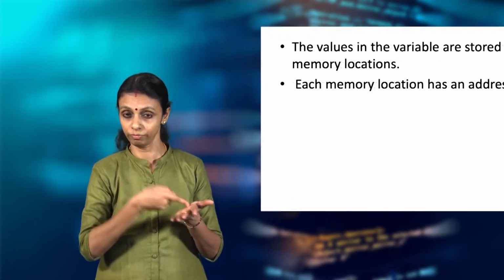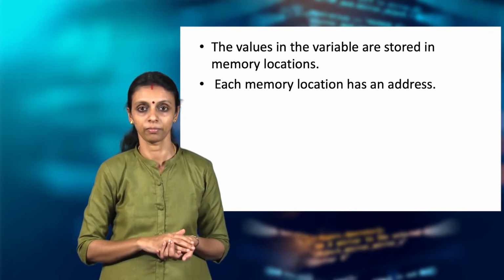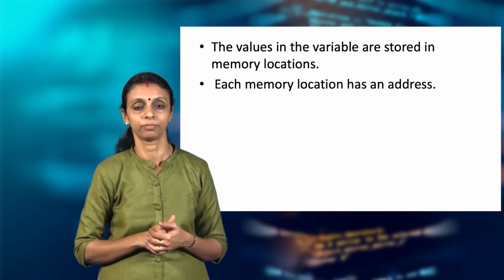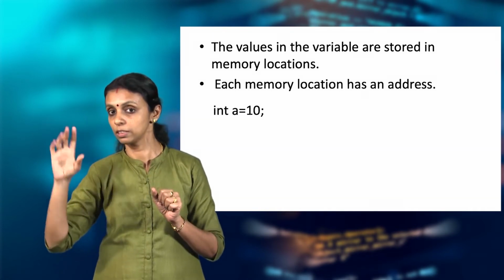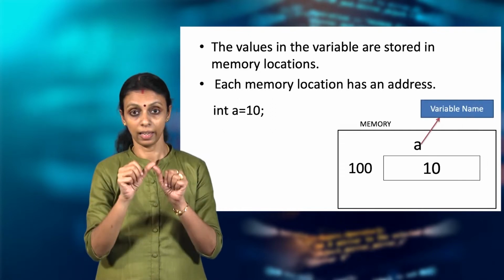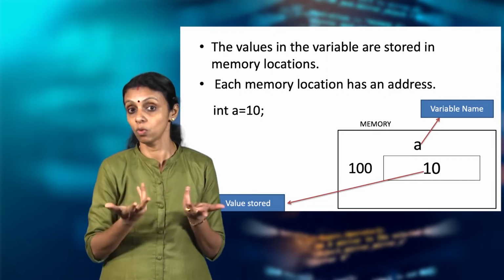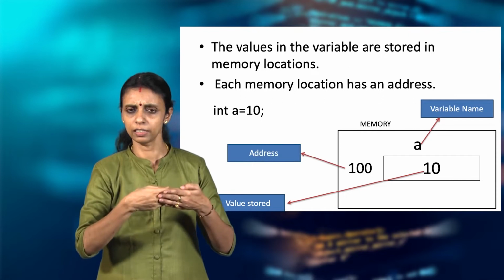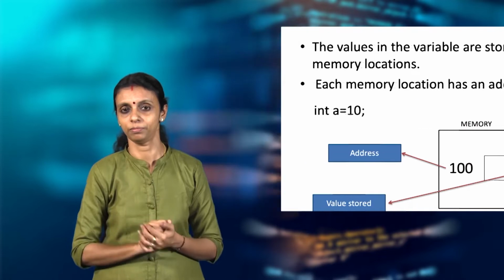The values in variables are stored in memory locations. Each memory location has an address. int a = 10; here, the variable name is a. The value stored in a is 10. The address of this memory location is, for example, say 100.